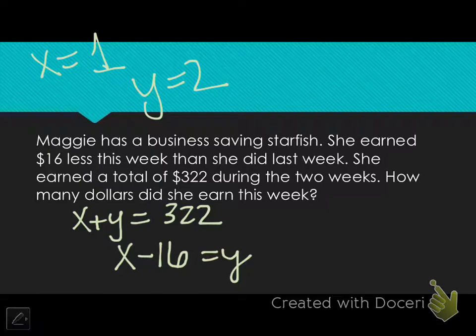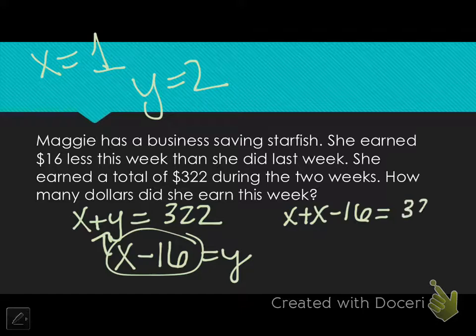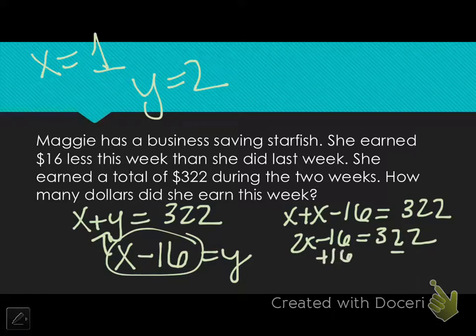Okay, so now it looks like our y is by itself. Let's go ahead and substitute it in for y. So you've got x plus x minus 16 is equal to 322. 2x minus 16 is equal to 322, because x plus x is 2x. We've got to add 16 to both sides, so 2x is equal to 338. Divide by 2.